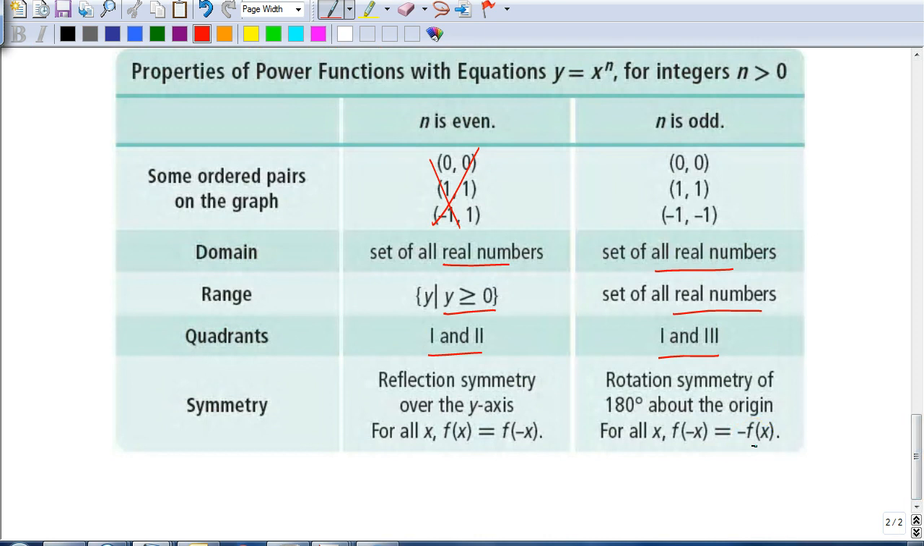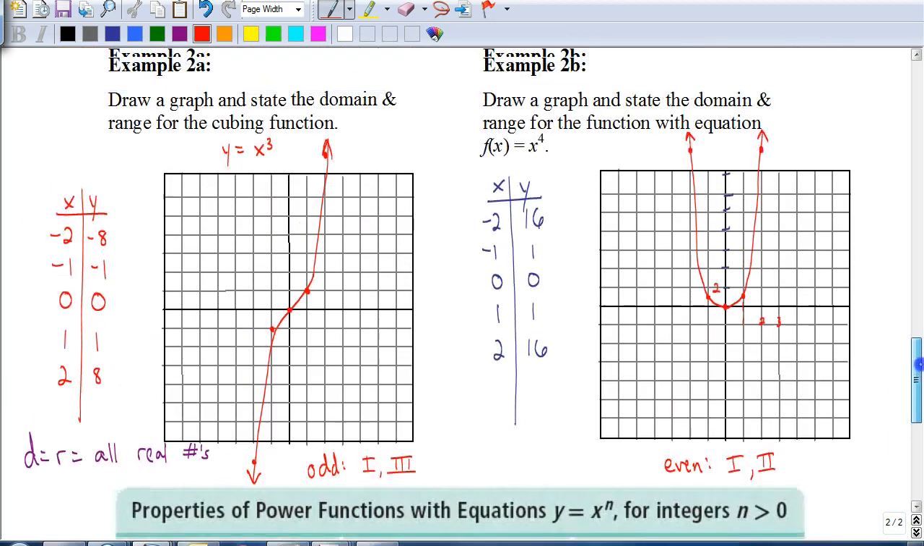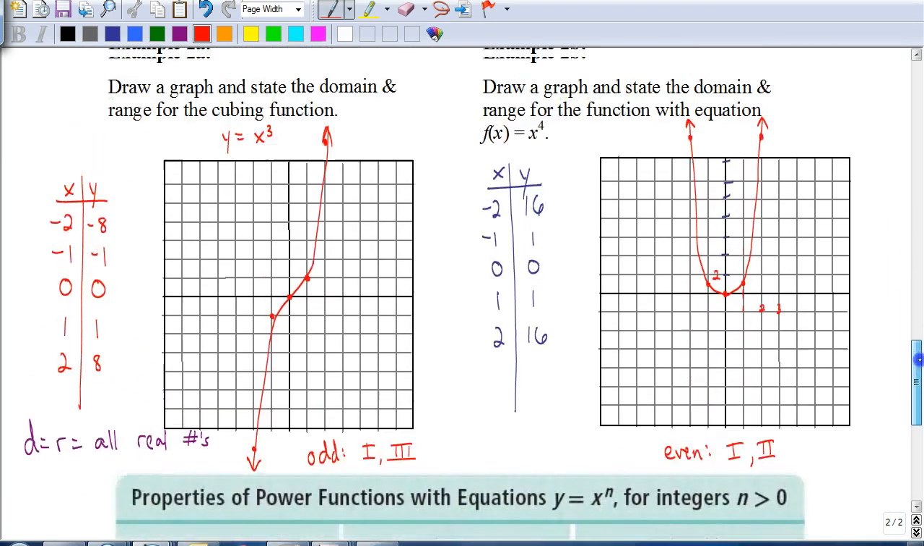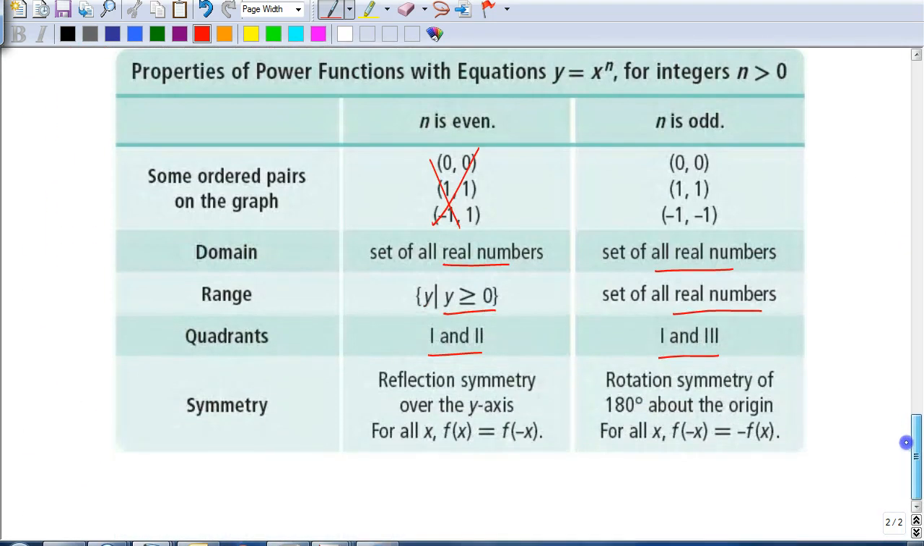So what this is saying is that the symmetry here is that when you're dealing with an even power function, there's a line of symmetry. We call that reflection over the y-axis. So if I reflect this over the y-axis, the two sides would line up with each other. So that's how you can define that. We're not going to deal with that too much, but it's worth making note of.